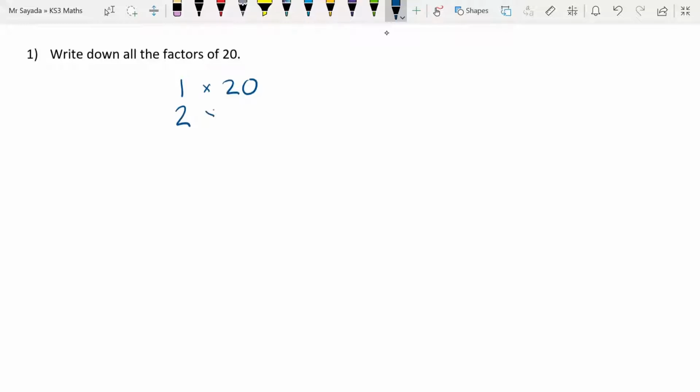The answer is 10. Is 3 a factor of 20? Yes or no? You should have said no, it's not. Is 4 a factor of 20? You should have said yes, it is. And it's going to be 4 times 5 to make 20. There are no other factors of 20. Please mark your work and correct it if necessary. Pause the video while you do that and press play once you're ready.